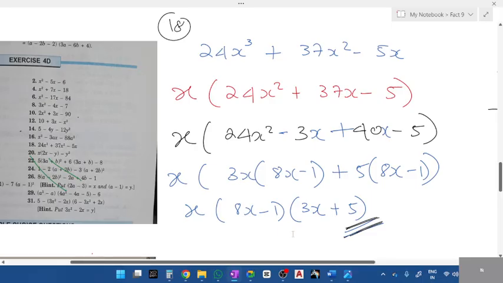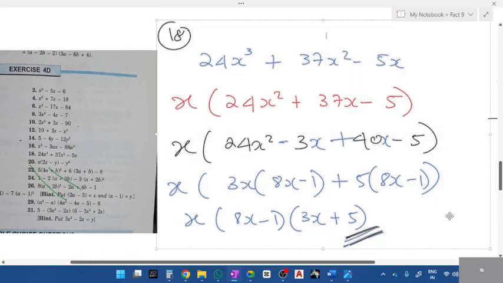See, in your textbook, the question might be different. Question number might be different. Check 4D. Yes, why no response? You don't have textbook with you all? Correct? Right? This is the answer.